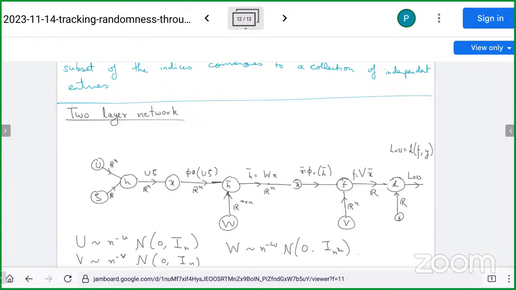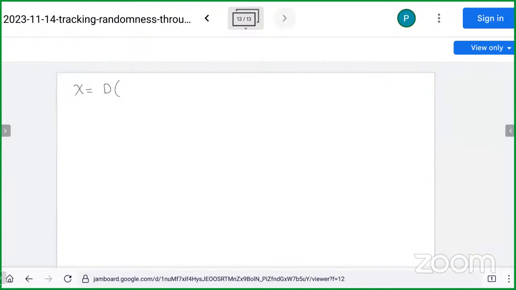Again, we'll use the same definition. So chi is the derivative of the loss with respect to the output vector. That of course depends upon C and Y. This one is the only thing that also depends upon Y; nothing else depends upon it. It's the same kind of thing as before.